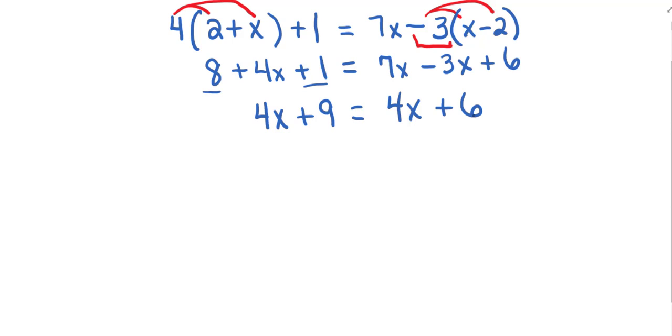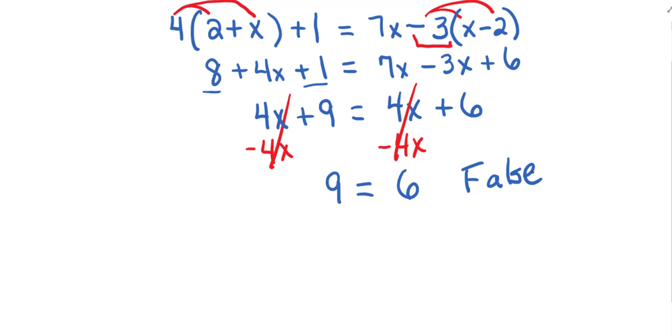Next, we would deal with a variable on both sides. So we need to get rid of a 4x. We'll subtract a 4x from both sides. When we do, our variable cancels totally out. And we're left with 9 equals 6. And you ask yourself, okay, is this true or false? This one is false. 9 does not equal 6. So we want to say there is no solution.